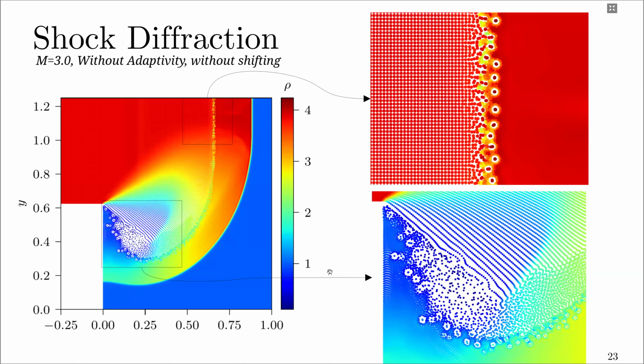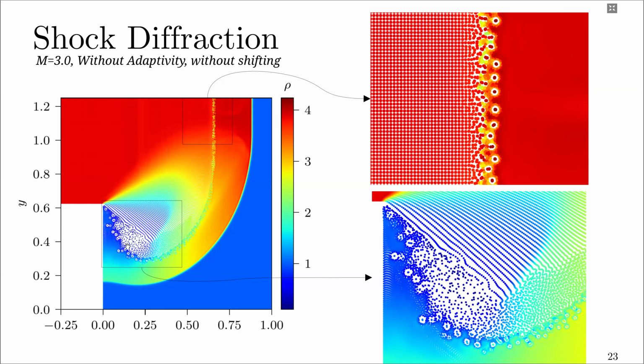So now we come to a problem where again lack of adaptivity is an issue. This is a shock diffraction problem. The initial condition is that there is a backward facing step. Right above the step, initially, there is a shock. And as time progresses, the shock moves and leads to the formation of this structure.